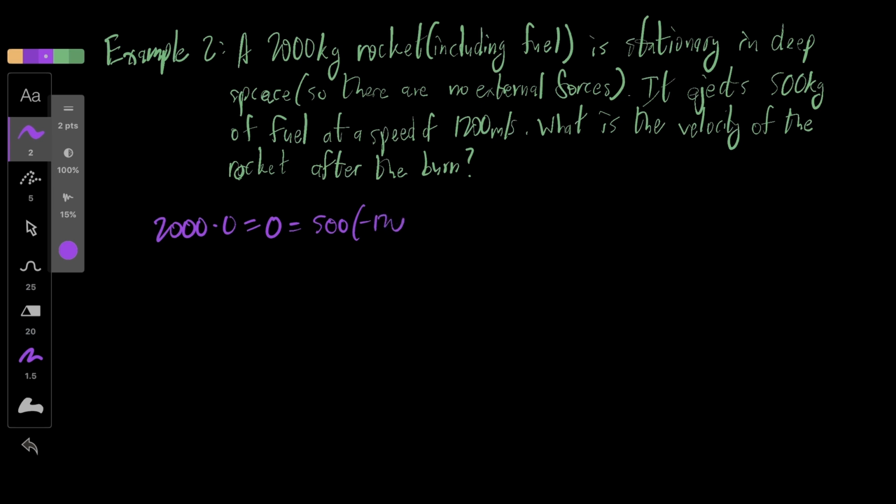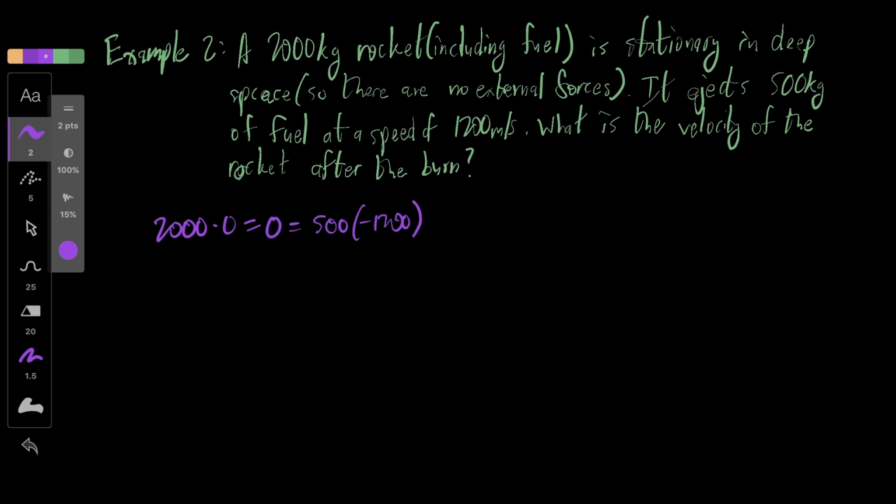The reason I'm saying negative 1,200 is because it's ejecting the fuel, and when you eject the fuel, it goes backwards in comparison to the actual rocket moving. So that's why we're going to have that be backwards and negative, just to show once again that momentum is a vector. Now, it asks us what's the velocity of the rocket after the burn.